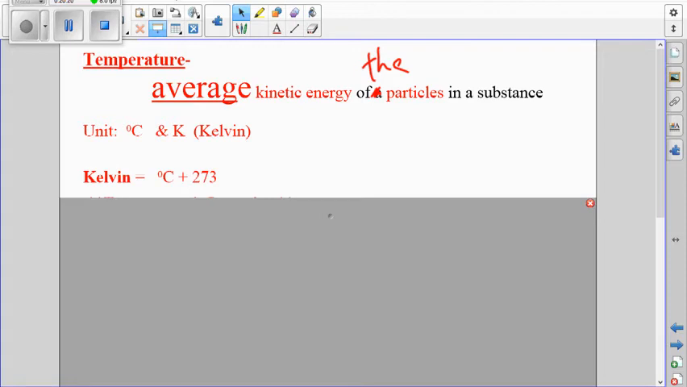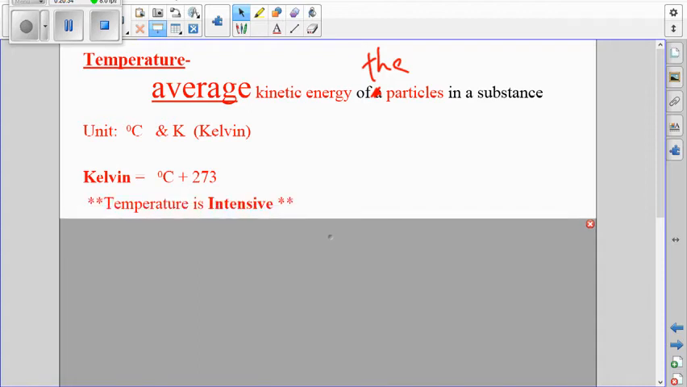So 0 degrees Kelvin is theoretically when all matter stops moving, and it's also the same as negative 273 degrees Celsius. Does that make sense? Yep. So temperature is intensive. It doesn't matter how much stuff you have. And if you think about it, that makes sense. Okay?